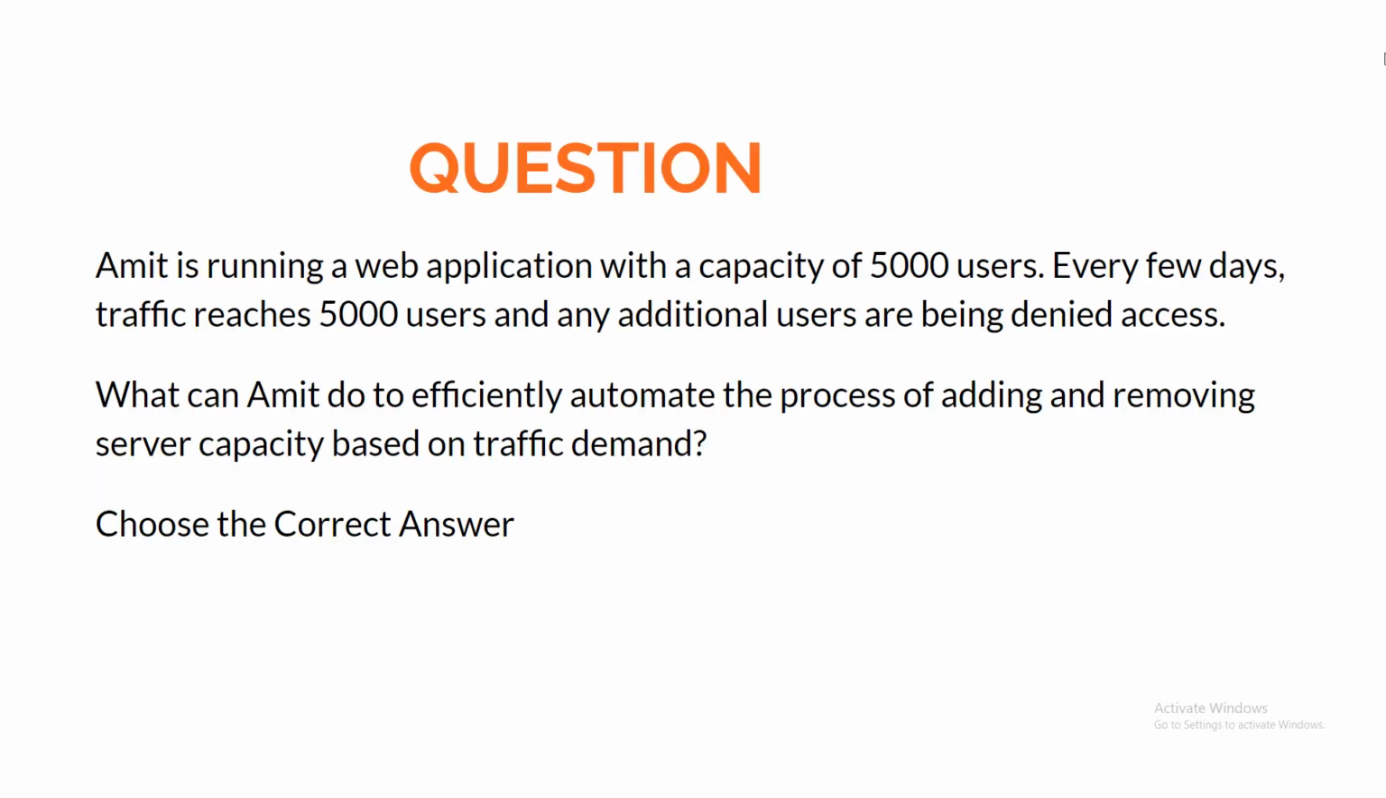Question. Amit is running a web application with a capacity of 5,000 users. Every few days, traffic reaches 5,000 users and any additional users are being denied access. What can Amit do to efficiently automate the process of adding and removing server capacity based on traffic demand? Choose the correct answer.